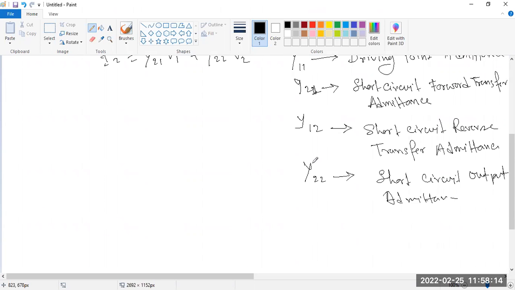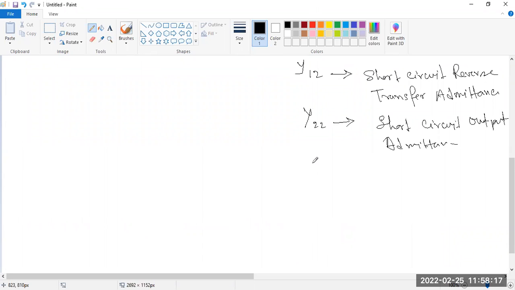So let's start the solution. First, if we go for Y11 and Y21, then V2 must be short circuited, which means B dash should be short circuited. So what will be the circuit? The circuit will be just like this. Look here, I just draw this circuit, then I will solve.